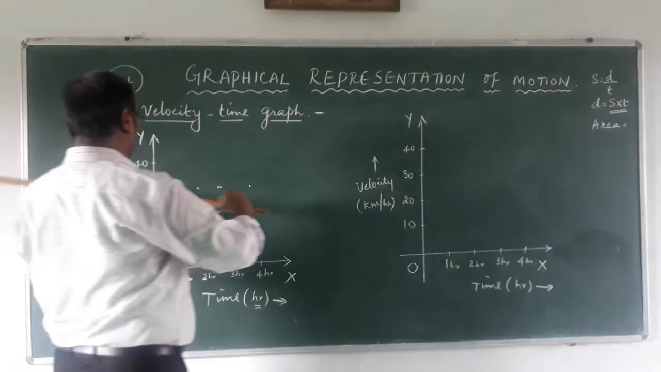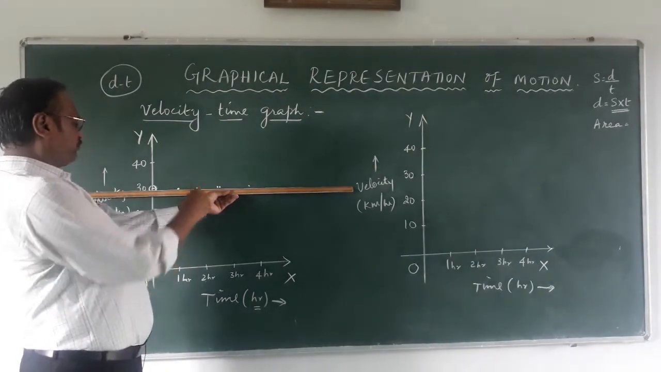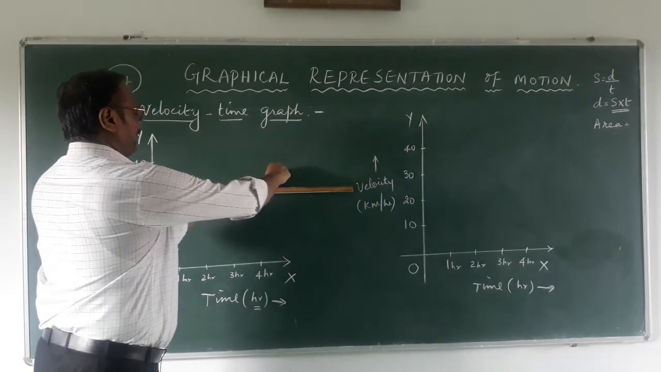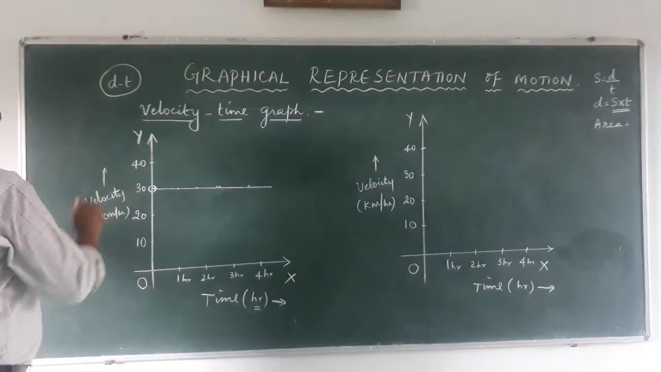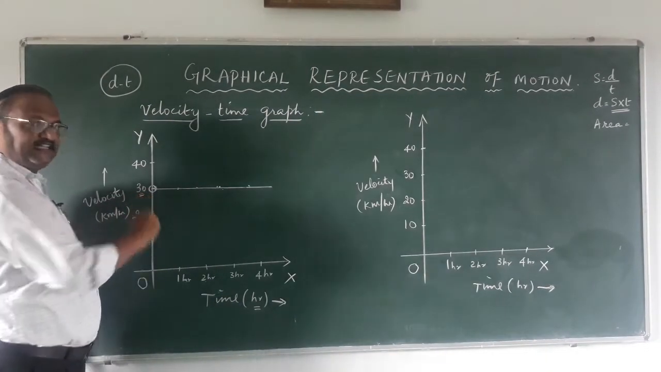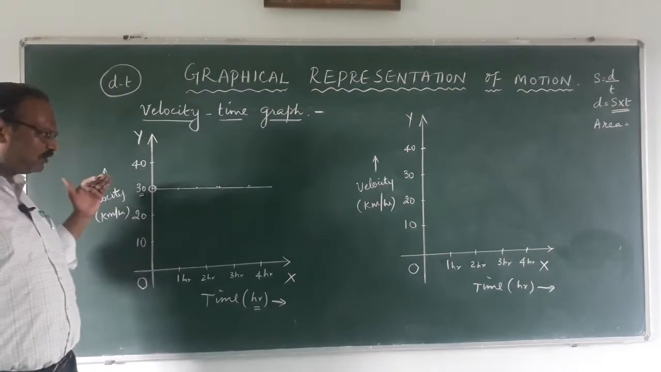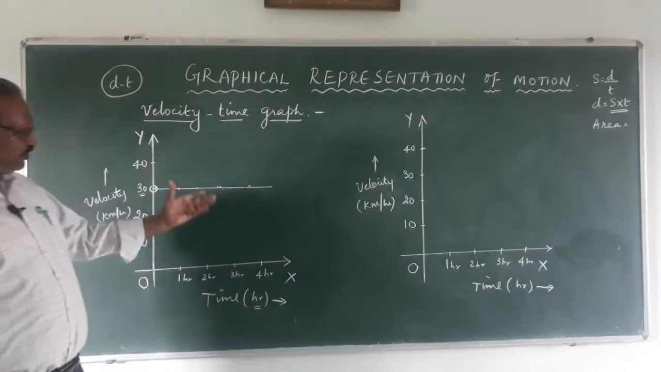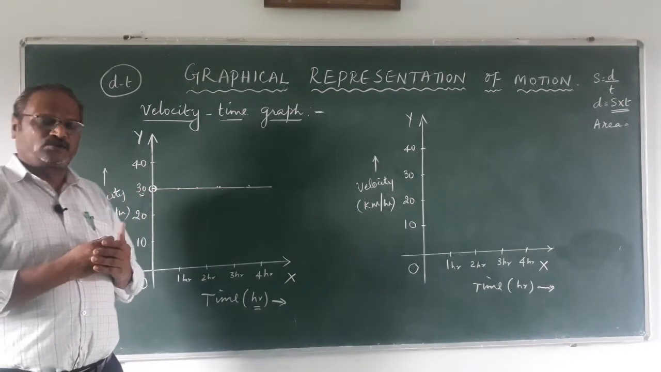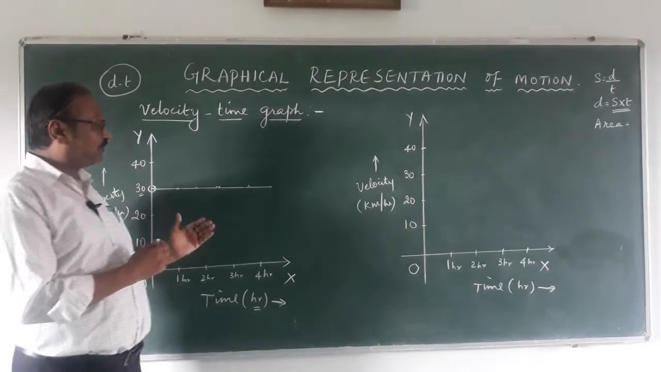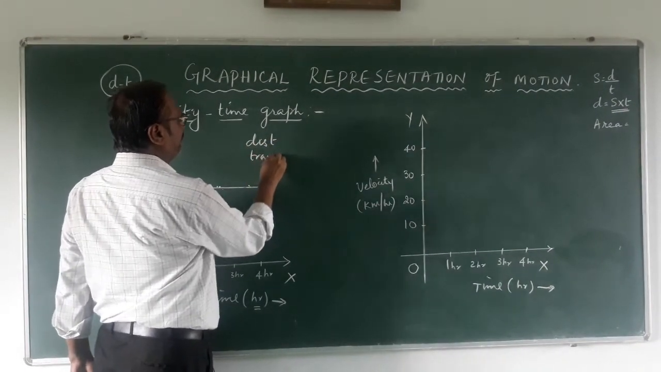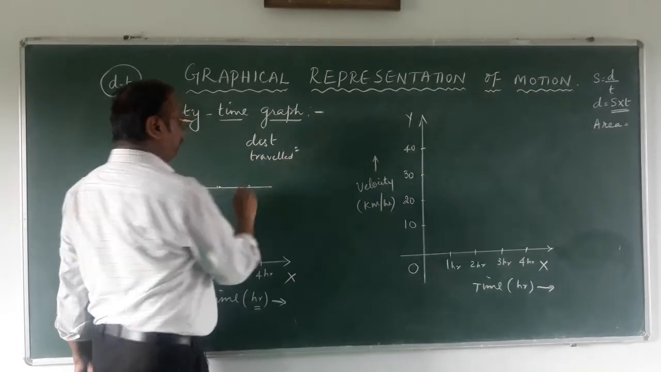So, when I draw a line, you see the line which I am drawing is again parallel to the x-axis. Fine. So, in this you will find that velocity is remaining 30 kilometer per hour all the time. Okay. Now, what is the use of this graph? A graph is a visual effect. So, from this graph, I can find out the distance traveled by the body. The distance traveled by the body can be calculated from this graph.